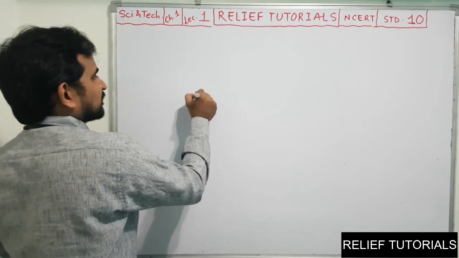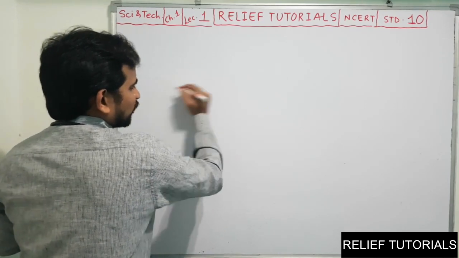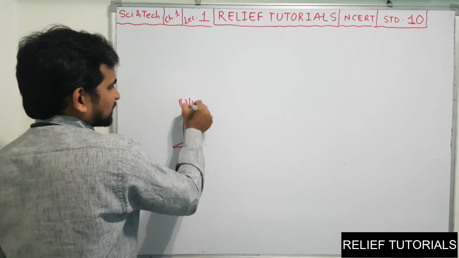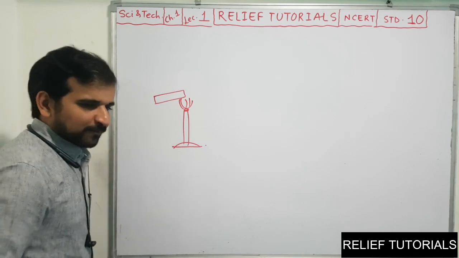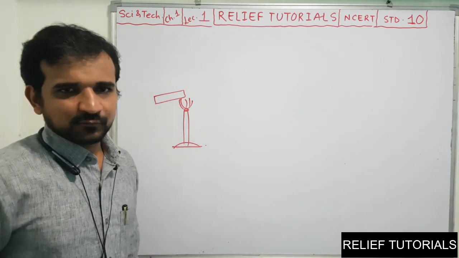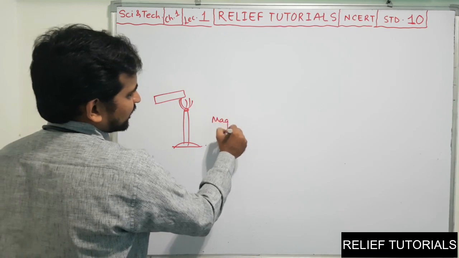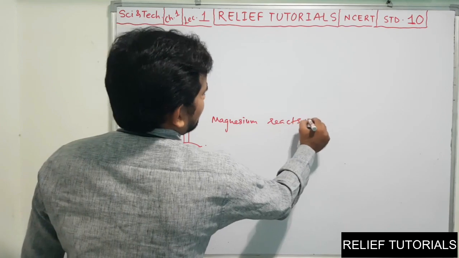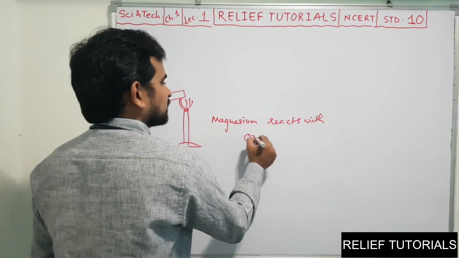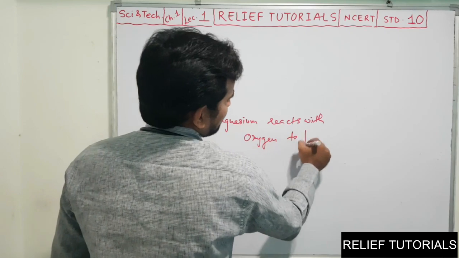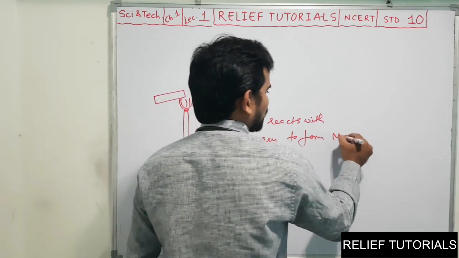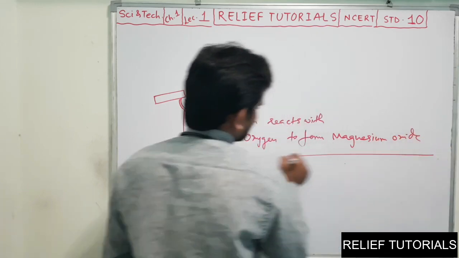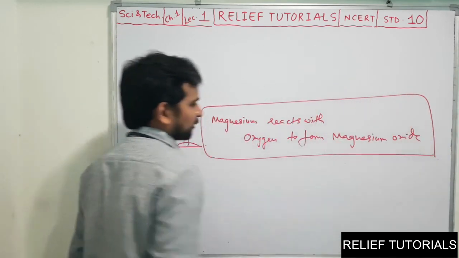Let us take one example, magnesium. I think it's a very old example. Let us say this is a Bunsen burner here, and this is a magnesium ribbon, a magnesium strip. The magnesium strip is burnt in the presence of oxygen. Here the reaction is: magnesium reacts with oxygen to form a new substance called magnesium oxide. So this is again the chemical reaction in the word form.